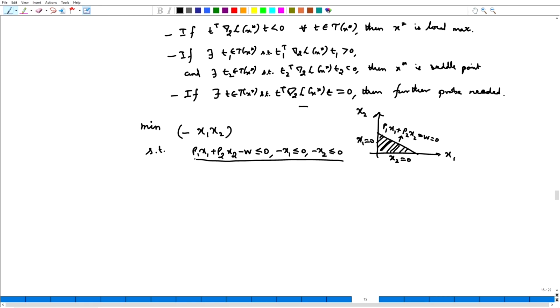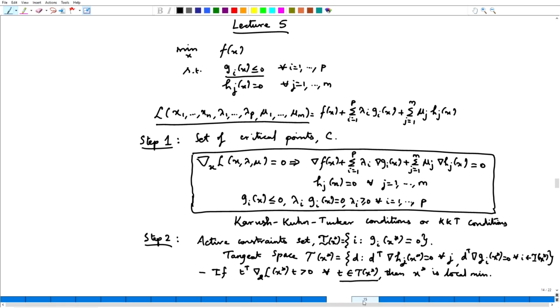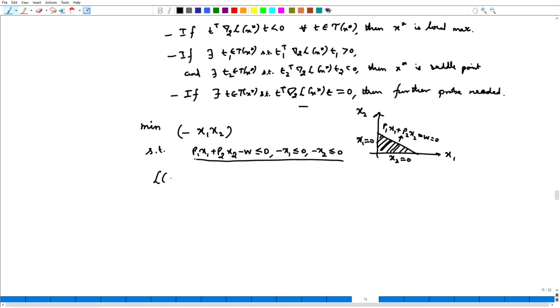So, if you recall what we need to do, you first need to construct the Lagrangian, as simple as that. So, that is L of x1 x2, and you have 3 inequality constraints and no equality constraints. So, you have lambda 1, lambda 2, lambda 3, and the function is minus x1 x2 plus lambda 1 into p1 x1 plus p2 x2 minus w minus lambda 2 x1 minus lambda 3 x2. Okay. So, this is basically the Lagrangian function.